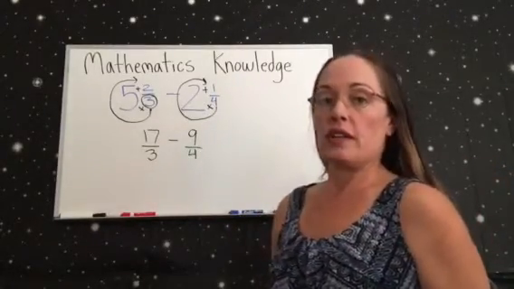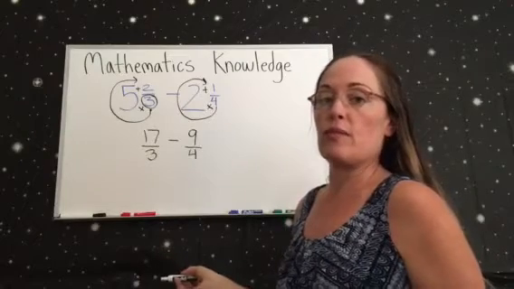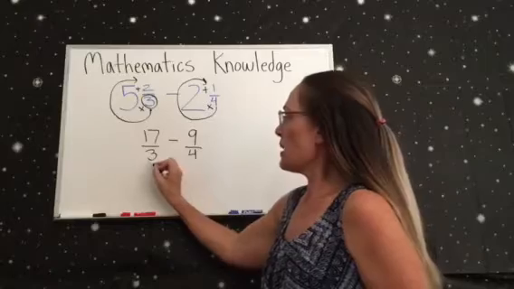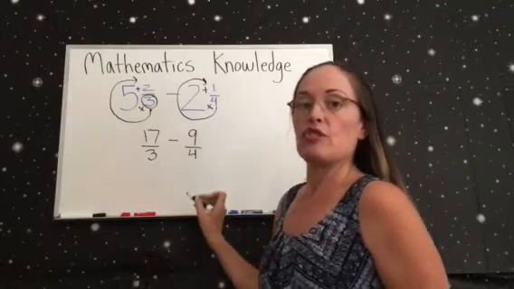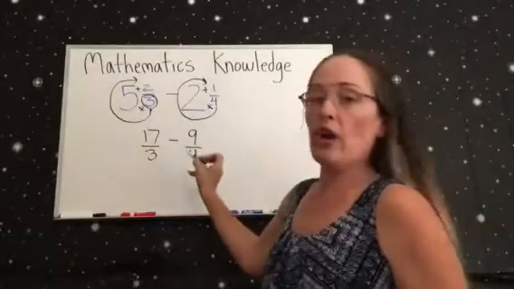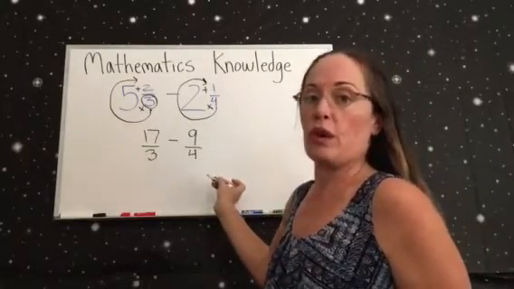And now before we can finish subtracting, you have to remember that for adding and subtracting fractions, you always have to make the bottom numbers the same. So you have to find a number that 3 and 4 go into. So I know that 3 and 4 will go into 12.